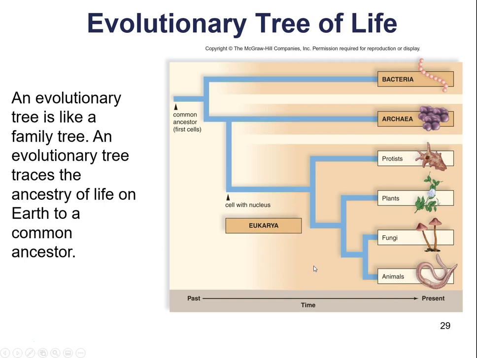There are three main domains, and we're going to talk about that in a second. I think I have another slide that points that out, but just to point it out right now, three main domains: bacteria, archaea, and eukarya. These are all different groups or kingdoms that are part of the domain eukarya.